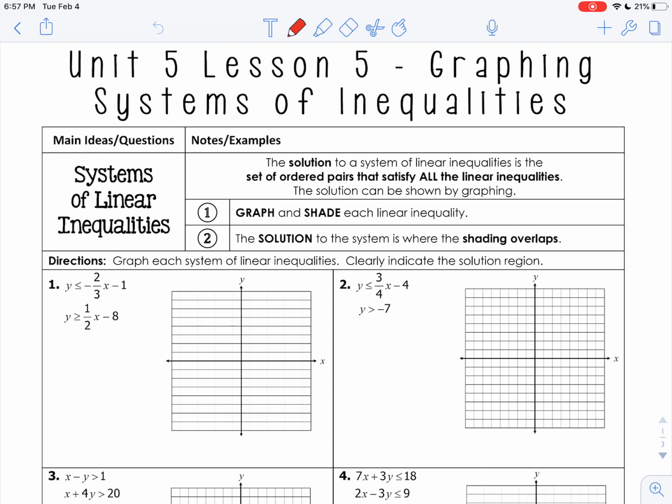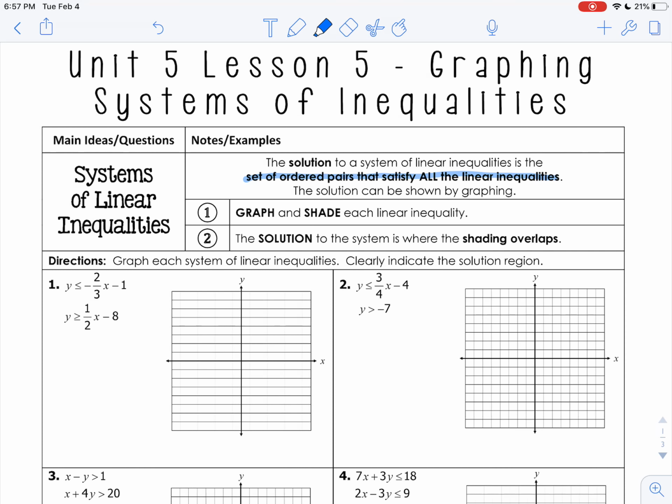So today we're going to be learning about graphing systems of inequalities. So let's look here at these definitions first. The solution to a system of inequalities is the set of ordered pairs that satisfy all the linear inequalities.